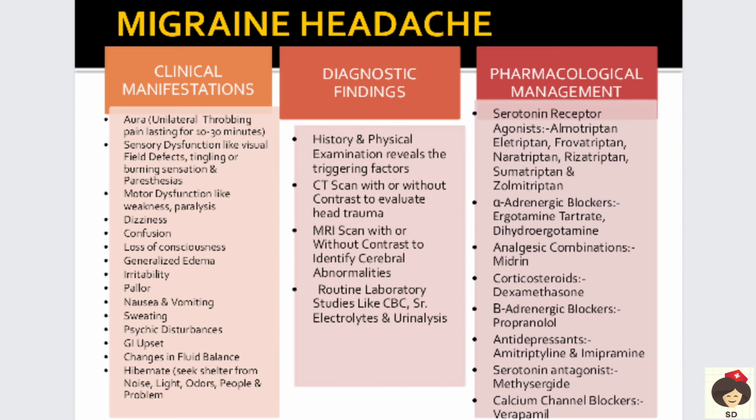And a serotonin antagonist, that is methotrexate, will be given, and calcium channel blockers, so verapamil, will be given. These are to prevent this: whenever there is headache and other things, calcium will come out of the blood vessels and accumulate in the brain, and make the brain cells become stiff. So to prevent that, they give these calcium channel blockers. Okay, so these are the pharmacological management of migraine headache.